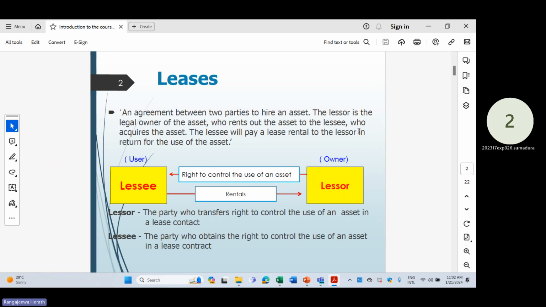Agreement කියන්නේ පාර්ශ්ව දෙකක් ඉන්නවා. One party we call the lessor, the other party the lessee. The lessor is the party who owns the asset. So the owner of the asset, the legal owner, transfers the right to control the use of the asset to the other party for a series of payments, rentals. So lessor is the owner, lessee is the user.